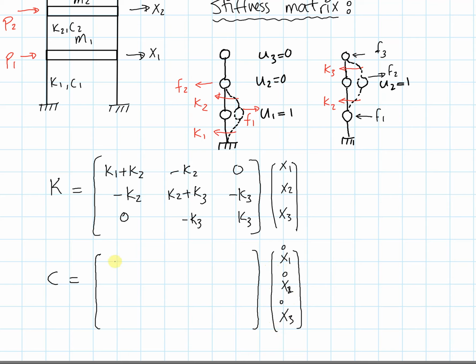So I can have C1 plus C2, I have minus C2, 0, minus C2, C2 plus C3. It's precisely the same matrix structure as the stiffness matrix. So I have a minus C3, 0, minus C3, and C3. Okay, that's what we have.